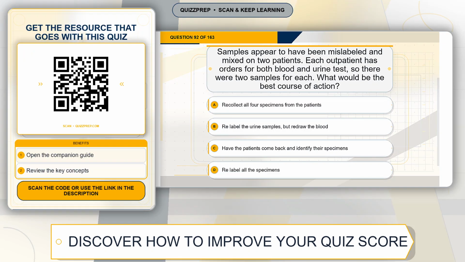Samples appear to have been mislabeled and mixed on 2 patients. Each outpatient has orders for both blood and urine tests, so there were 2 samples for each. What would be the best course of action?